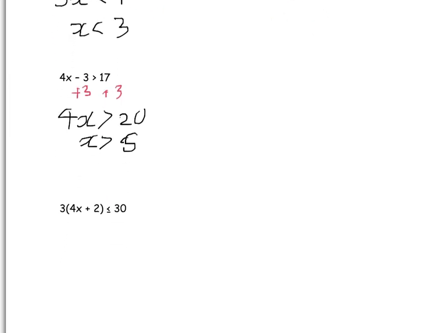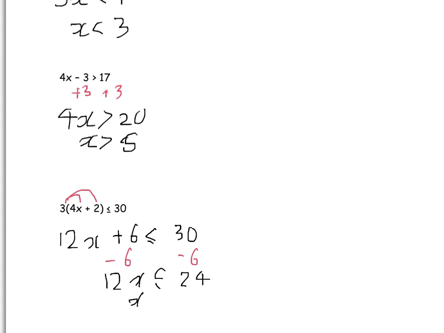And the final example is this one, where we've got 3 in brackets, 4x plus 2 is less than or equal to 30. Remember, when you're solving a question like this, you firstly need to expand the bracket. So 3 times 4x is 12x, and 3 times 2 is 6, and this is less than or equal to 30. Now we subtract 6 from both sides to leave ourselves with 12x is less than or equal to 24. And finally we want one lot of x, so we divide both sides by 12 to leave ourselves x is less than or equal to 2. And these are the 3 things that you could be asked to do with inequalities.